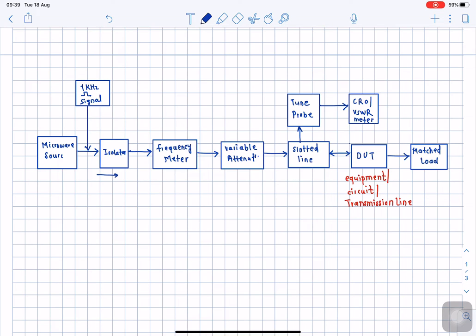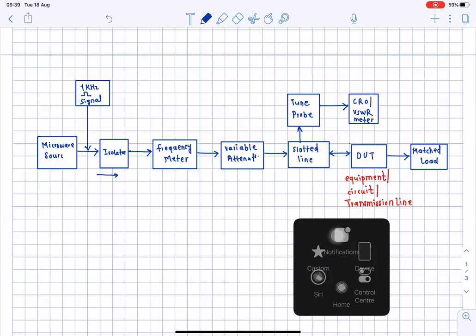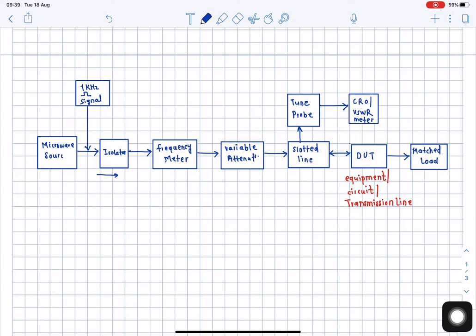The isolator will take care that the signal forwarded in the forward direction will not get reverted, and in between we place the frequency meter to observe the frequency of operation. The variable attenuator is used to attenuate the signal, and this signal is passed over to the device under test, whose VSWR we want to measure via the slotted line. The device under test is terminated at the other side with the matched load, right?